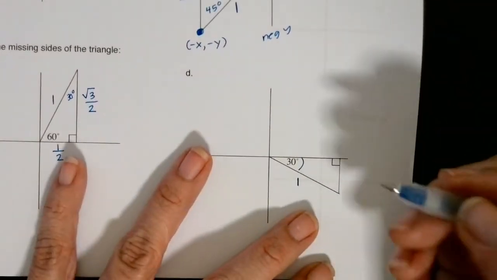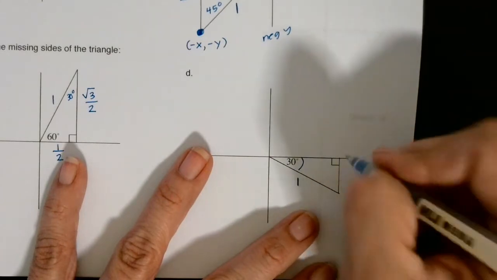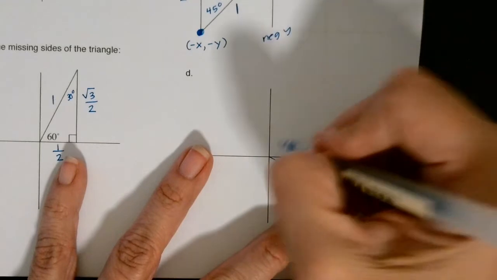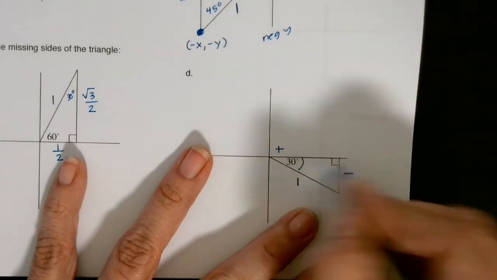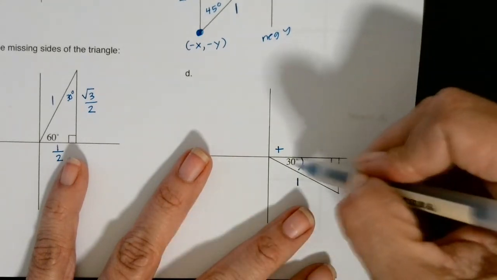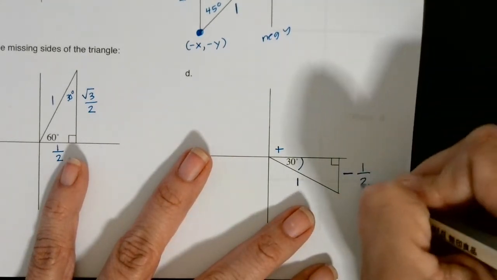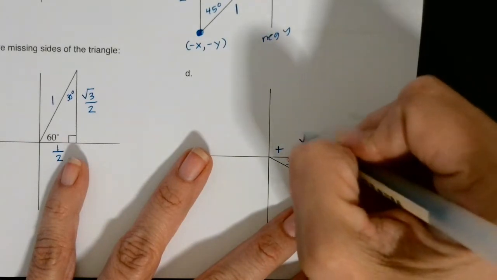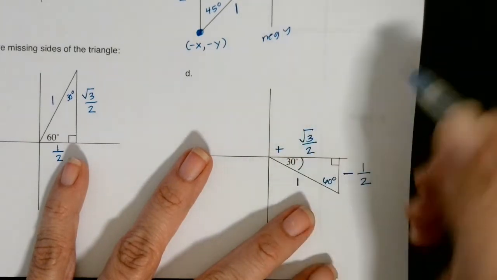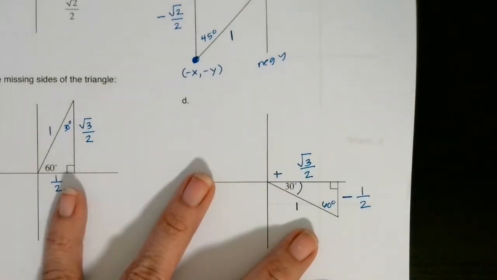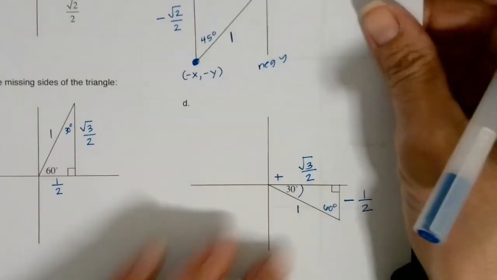Okay? So I am going to be smart, and I see that this is down here. So this is going to be negative, and I know this is going to be a positive value because it's on the positive x-axis. Okay? So what's opposite 30 degrees? Always 1/2. And if that's 30 degrees, this is 60 degrees, this is root 3 over 2. You will never have a root 3 over 2 and a root 2 over 2 in the same triangle. It's because they're corresponding to different angles, so you won't have that.